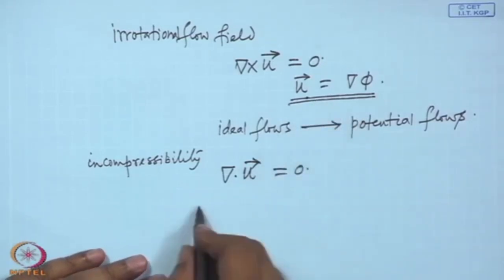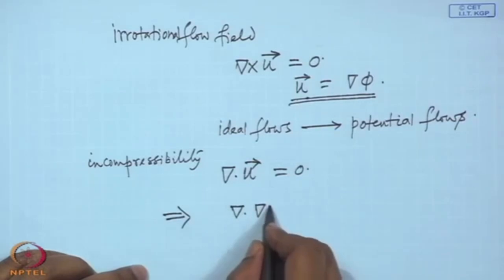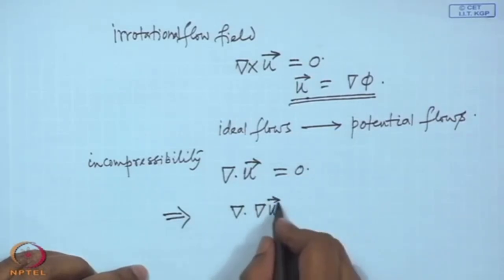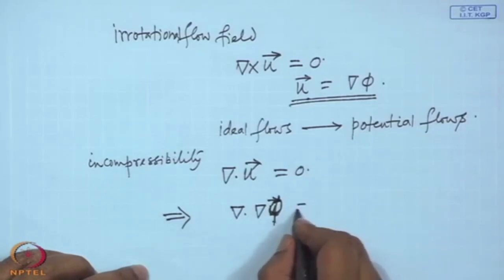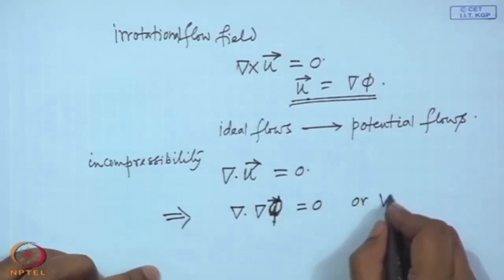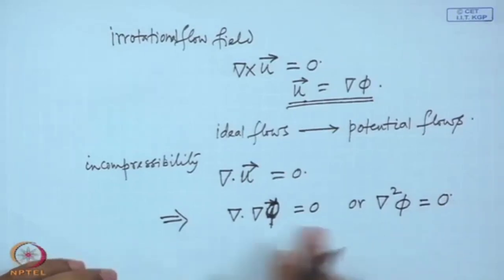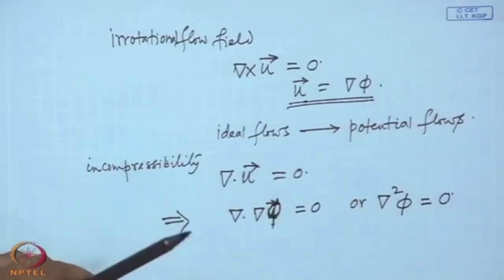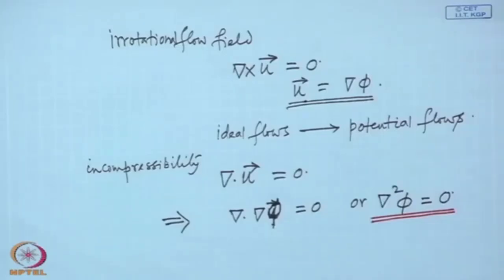And if we substitute it here, divergence of gradient of phi, divergence gradient is Laplacian. That gives a partial differential equation to find phi. So, this alone is sufficient to find phi; we do not need anything else. This replaces the entire set of governing equations and becomes the governing equation for ideal flow or potential flows.